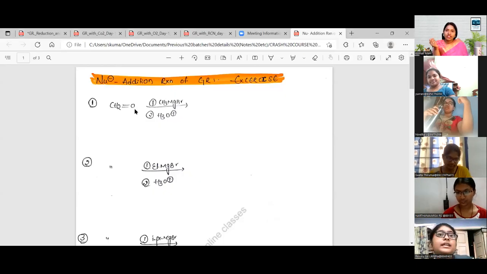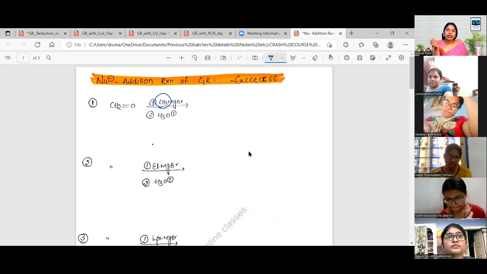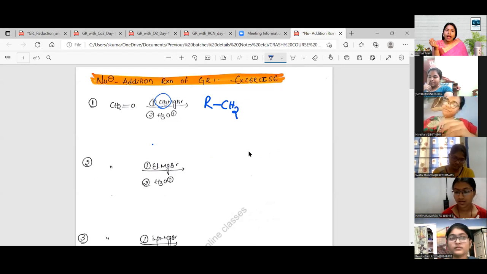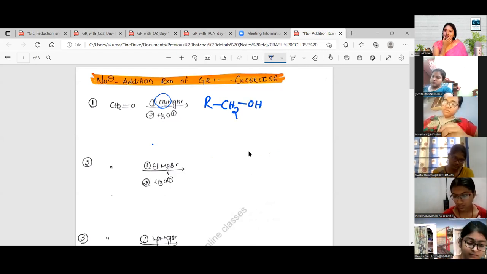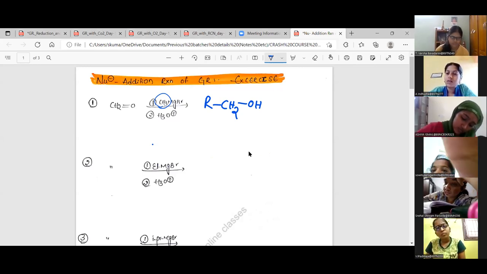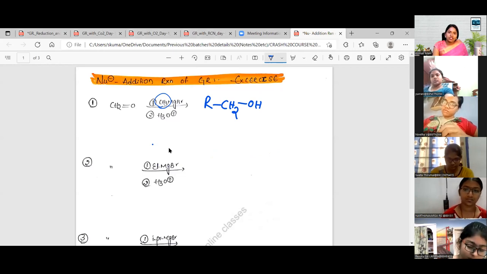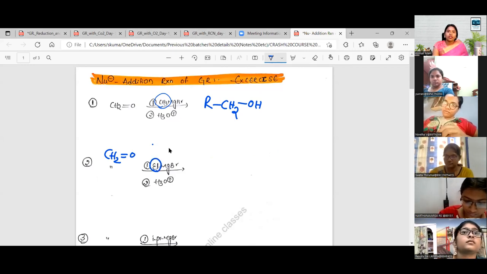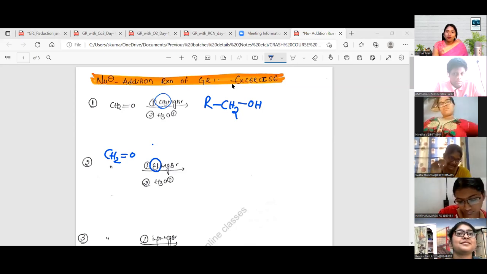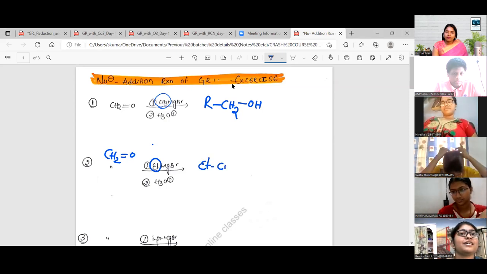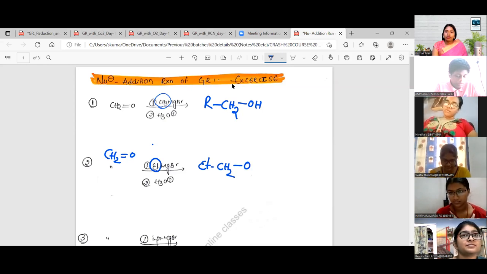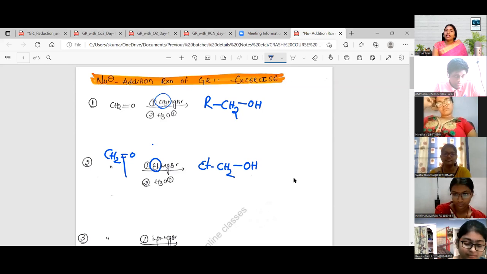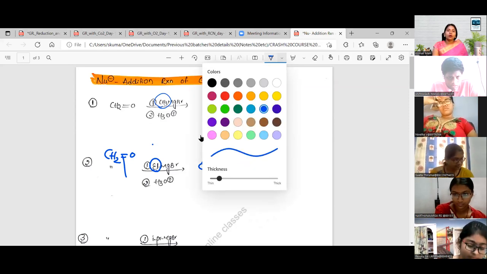See here, all of you. What is the technique I told you? Simply, when you see a Grignard reagent and a carbonyl compound, keep that R group, whatever alkyl group comes, on the CH2 and hydrogen on oxygen. Easy. Any mechanism you write, no need. Again, I'll repeat. Suppose we take the same CH2 double bond O. What should you do? Keep this alkyl group, the ethyl group, on that carbon, and hydrogen on that oxygen. So break a bond, one side ethyl group, one side hydrogen. That's it.